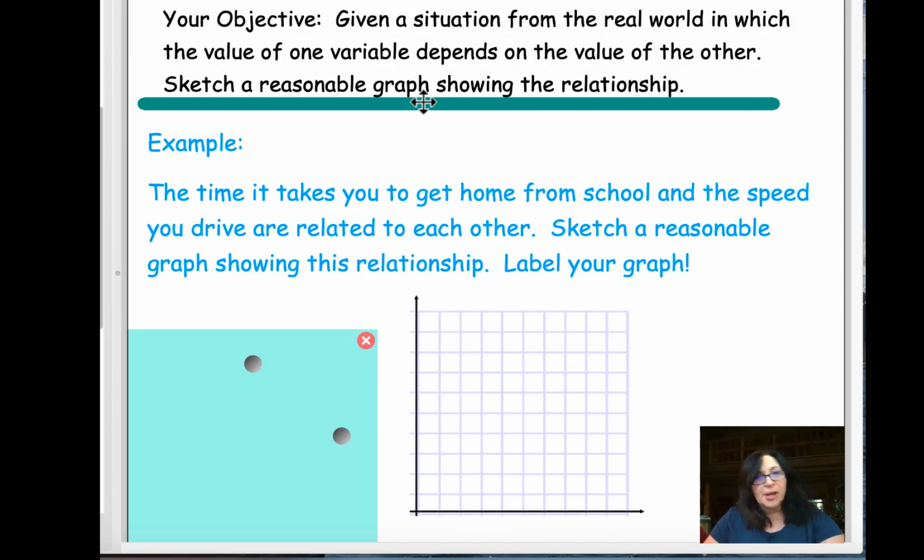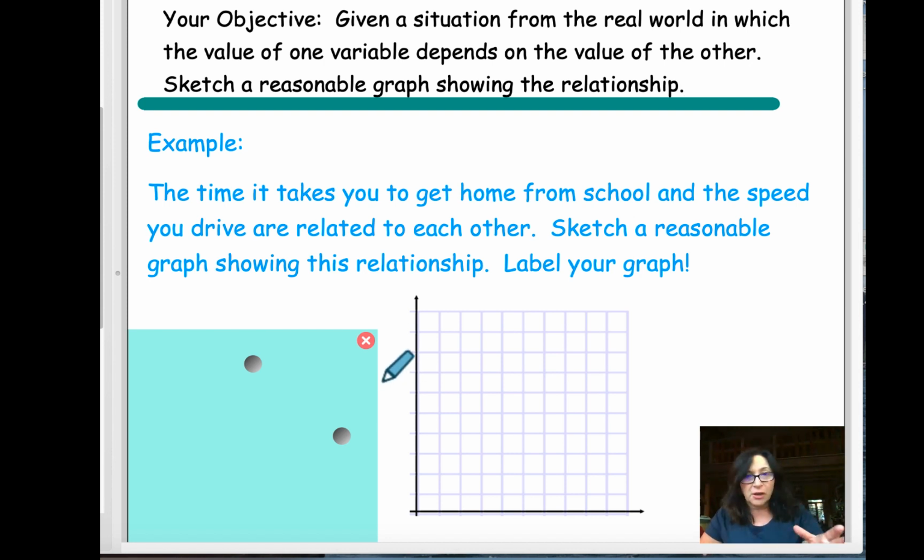So here we go, our objective: giving a situation from the real world where the value of one variable depends on the value of the other, I want you to sketch a reasonable graph showing the relationship. So this one basically says the time it takes you to get home from school and the speed you drive the car are related to each other. So your job is to sketch a reasonable graph showing this relationship and label your graph.